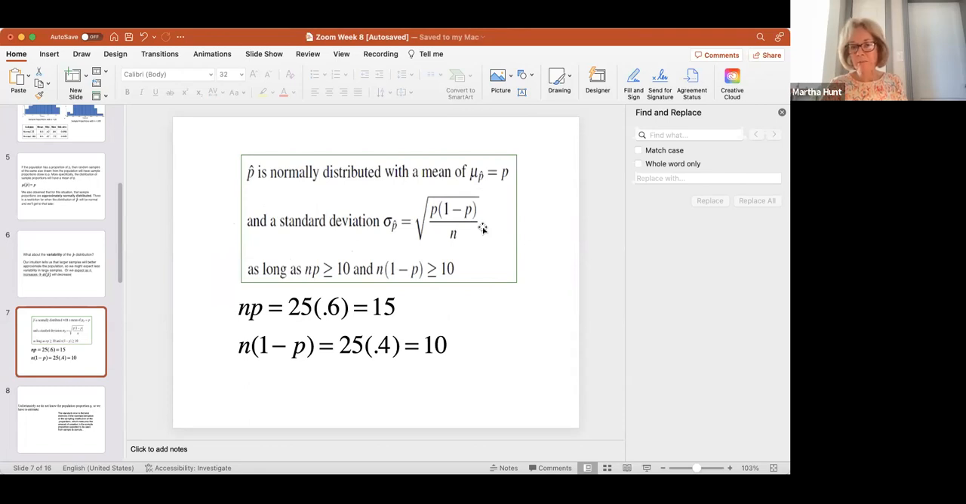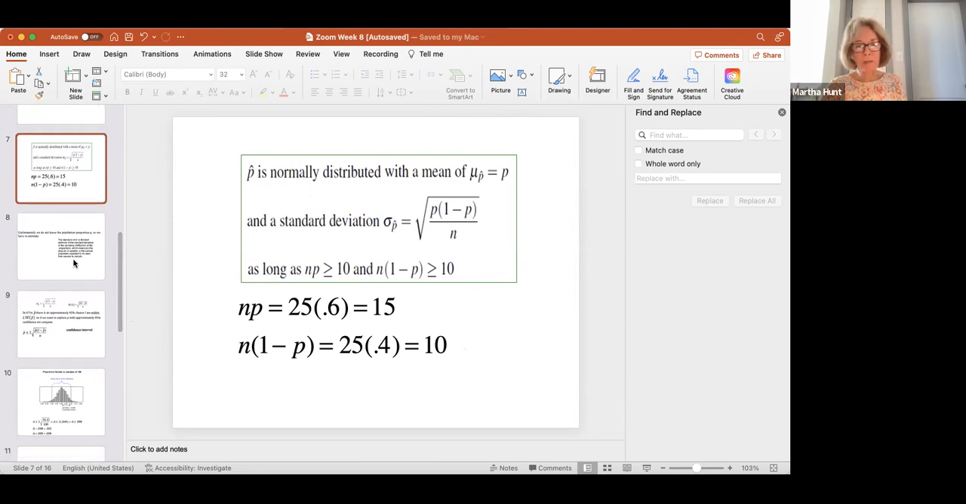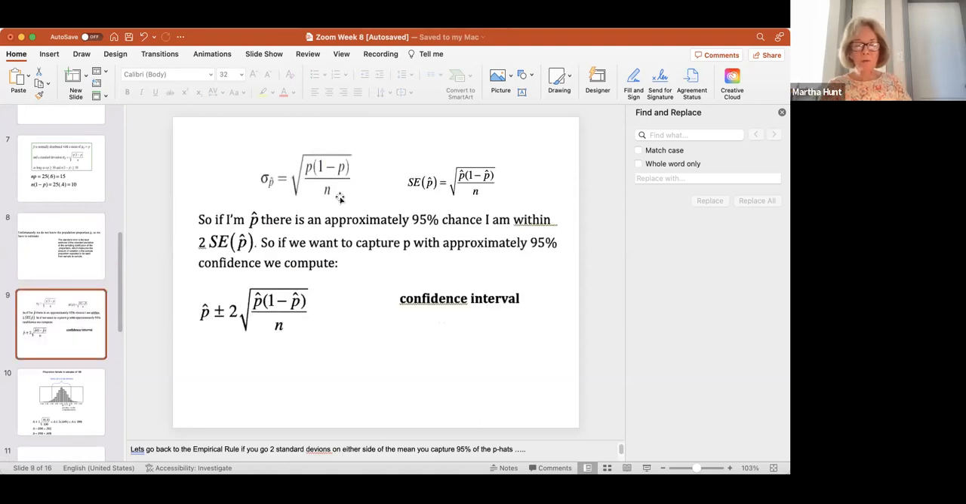A little complicated. Square root of p, 1 minus p over n. How big does the sample size have to be? There's some criterion here. I'll let you read that because I'll post the PowerPoint. And there's a little bit of a problem. The formula for the standard deviation says p times 1 minus p, but we don't know p. That's what we're trying to estimate. So we have to fudge it.